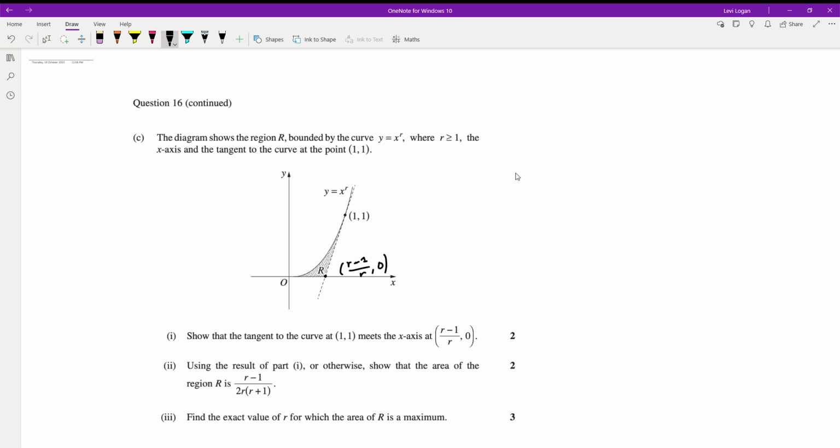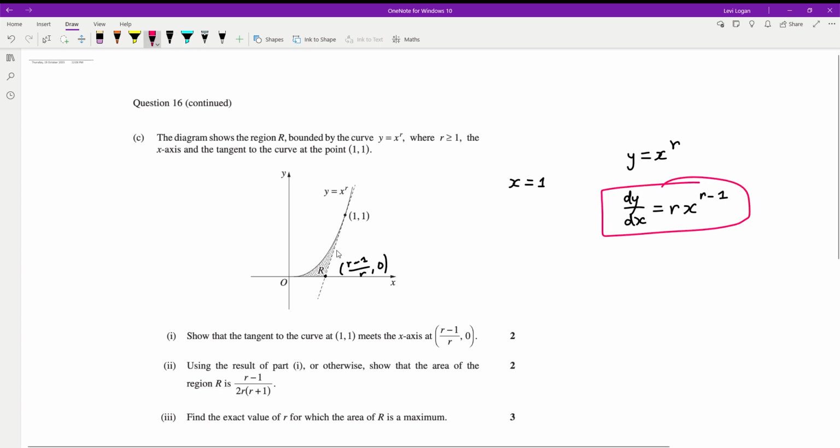So what that means is we want the gradient of our curve at x equals 1. In other words, we have y equals x to the r, and we want dy/dx at x equals 1. So you've got to differentiate this. dy/dx: bring that r down the front, and subtract the power by 1 to give me this expression here. Now, this just gives you the general gradient at any point along this particular curve. That's a terrible drawing, but you know what I mean. But we want that specific point, so we're going to substitute in the x value straight away.